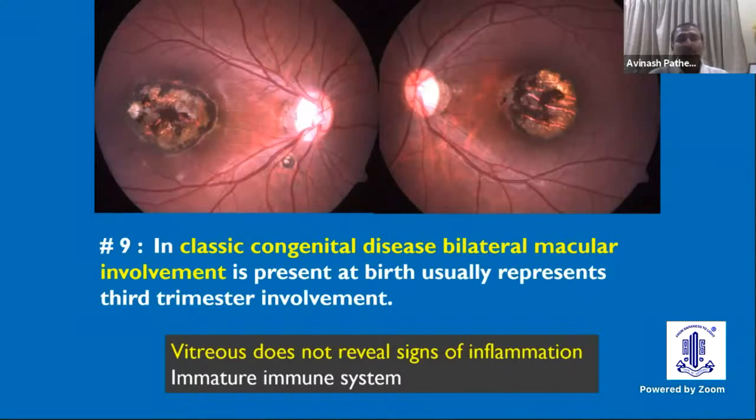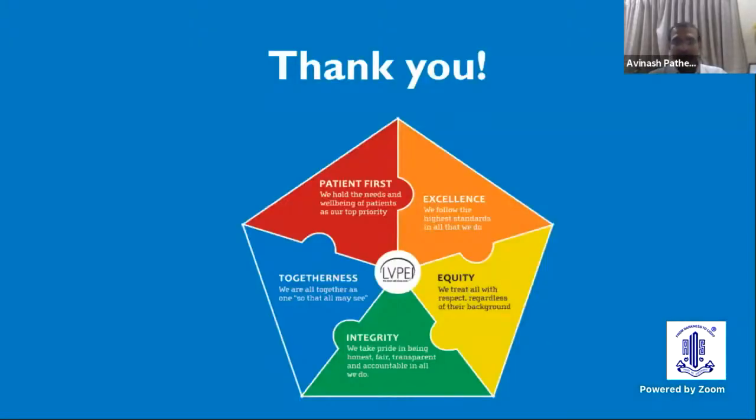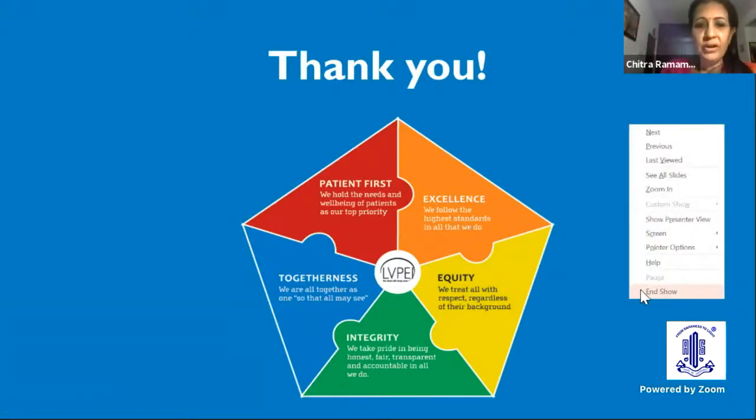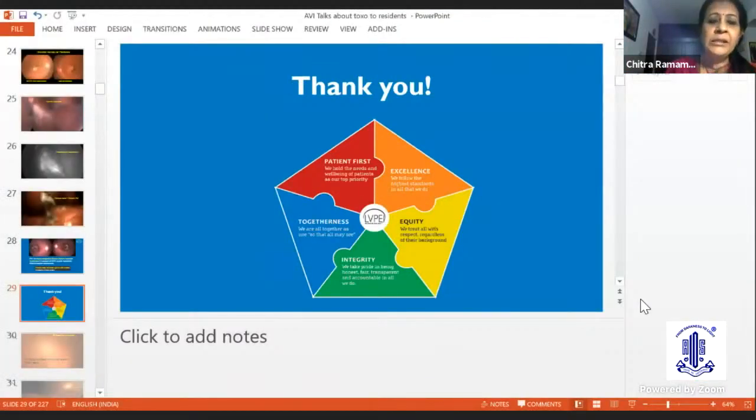The last point I want to emphasize is that in classical congenital bilateral punched out macular scar involvement, it usually tells us the infection would have occurred in the third trimester, because if it had happened in the first or second, especially the first, the chance of abortion or miscarriage would be pretty high. So those are the 9 important points which I would like to emphasize, and thank you for your patience listening. Thank you very much, Dr. Avinash.